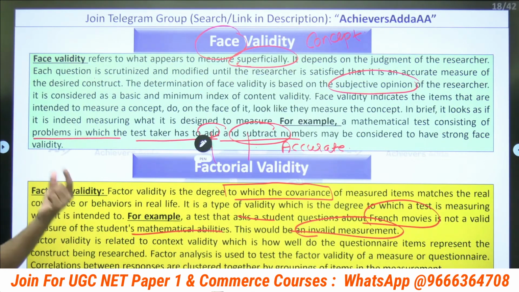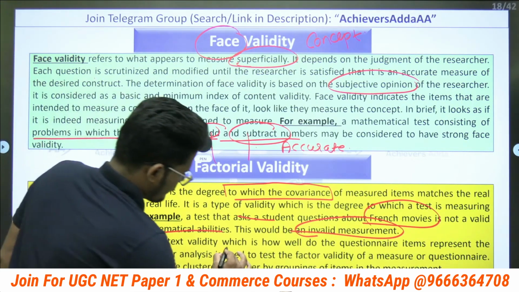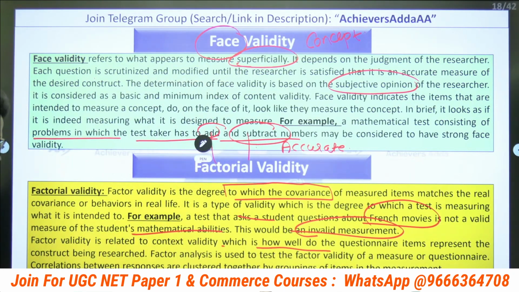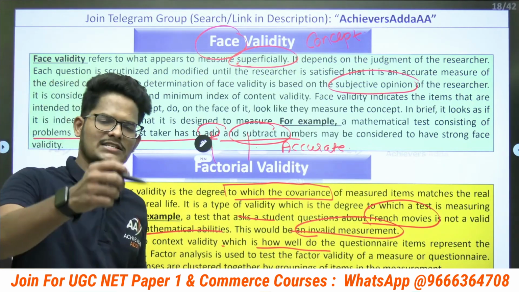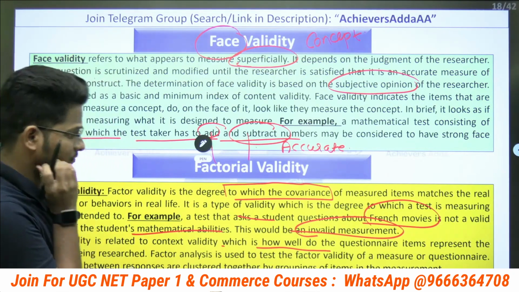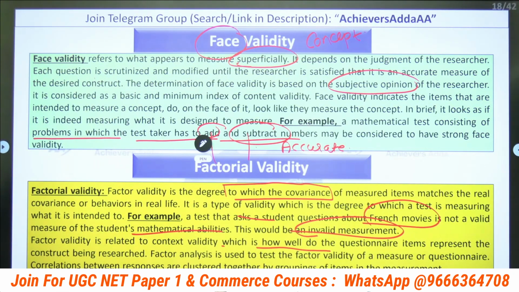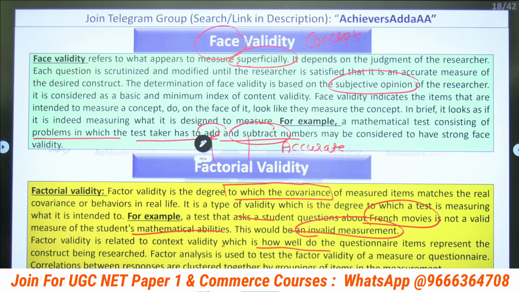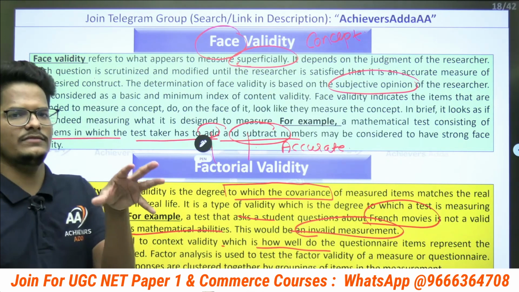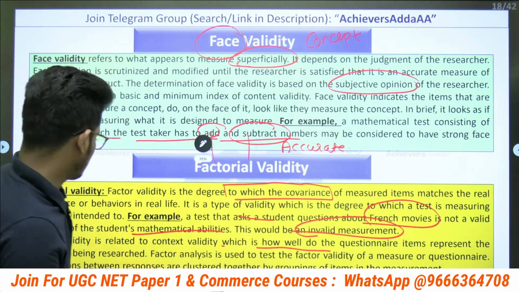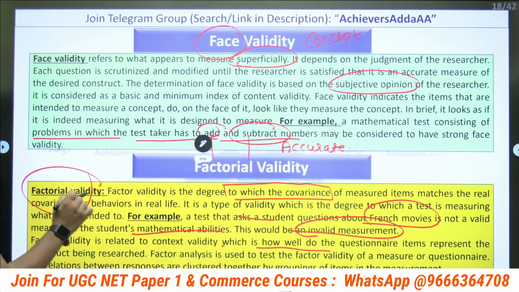So factor validity is related to context validity, which is how well the question items represent the construct being researched. The questions must be within the research area only, the research which is being undertaken. If the questions are asking beyond, or are not even related to your study, then that is out of the validity. If you are asking questions in the context of the research study and taking a test, that is factorial validity. The factors which are under the study.